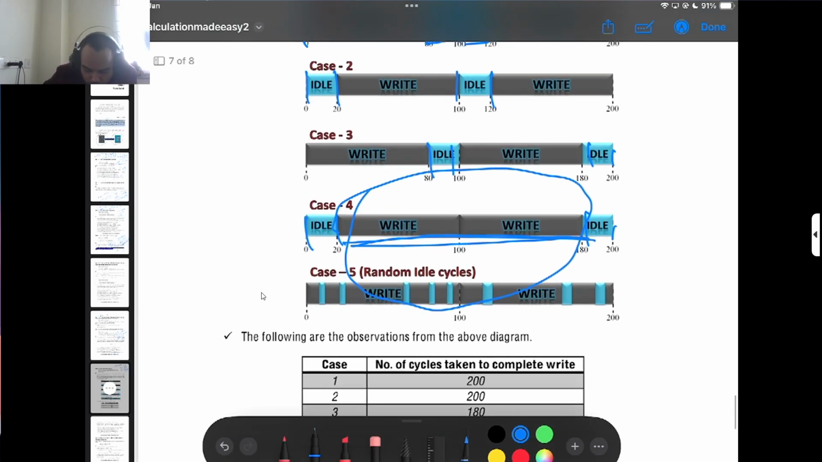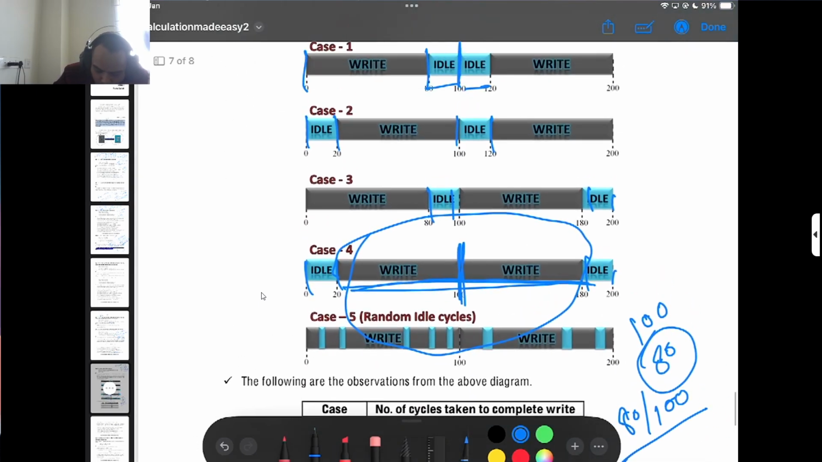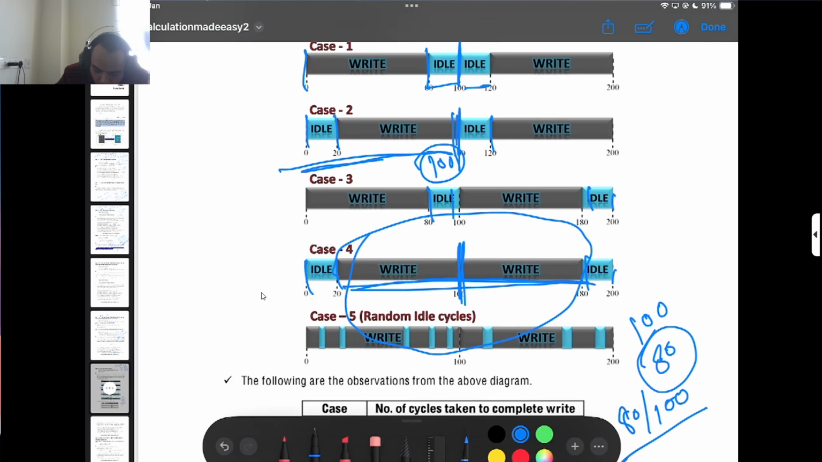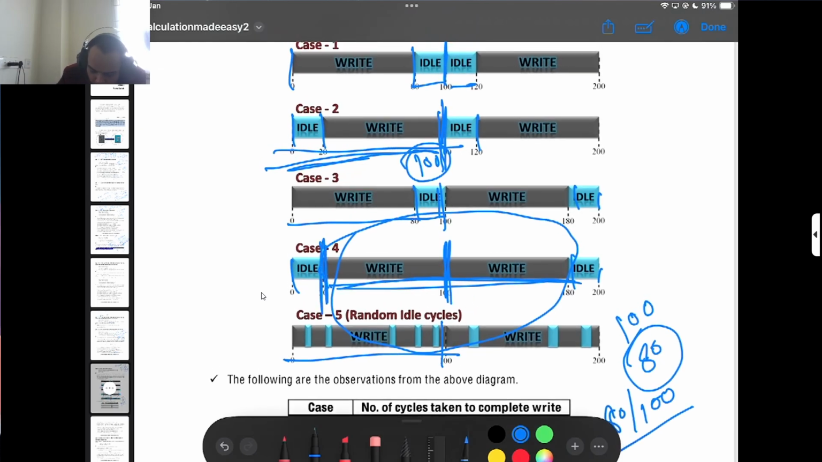Basically, we have 100 cycles in which we send 80 data, so 80 by 100. But the problem is we don't know how randomly it can be sent. So there are four conditions. Suppose here there is no problem, the total 100 cycles will be covered. Here also 100 is covered. Here also approximately 100 is covered. But the worst case is this: suppose it starts from here and goes to here, then this is 160. So this is the problem.